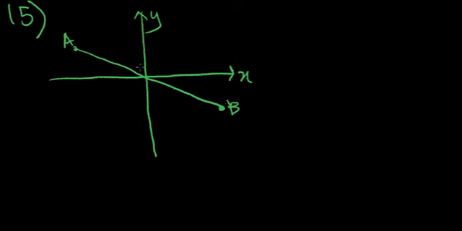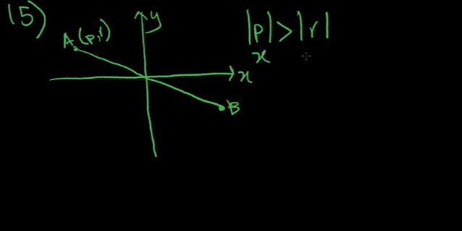Okay, so the coordinates of point A in the figure above are (p, r), where the absolute value of p is greater than the absolute value of r. Which of the following could be the slope of AB? So what does it mean when it says the absolute value of p is greater than the absolute value of r? Well, p is the x value and r is the y value. So we know that the absolute value of x is going to be greater than y.